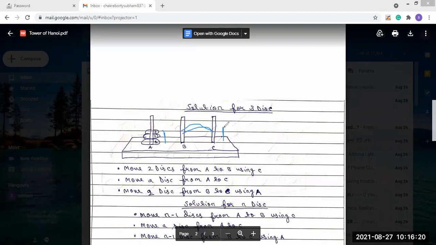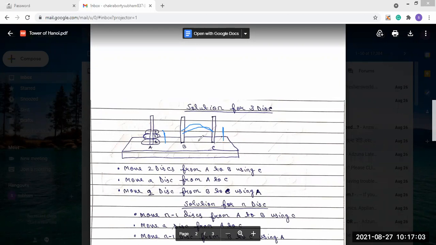This is the problem of the Tower of Hanoi. Our main motto is to move the disks from the source tower to the destination tower. But when we move them, we have to keep in mind that the larger disk will be below, and over that the smaller disk will be present. Here you see the larger disk is present, over it the next larger, and over it the smallest. In the same way it will be presented in the destination also.